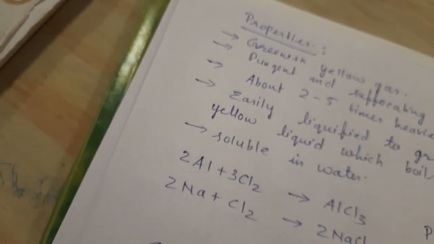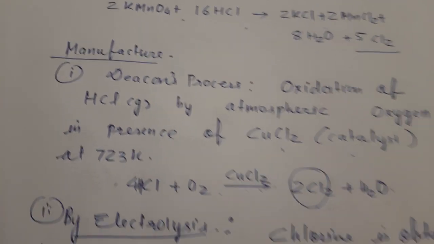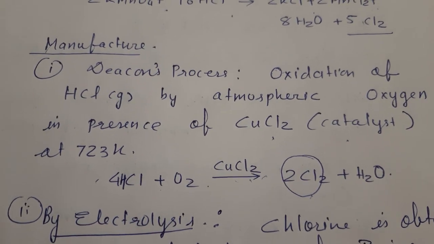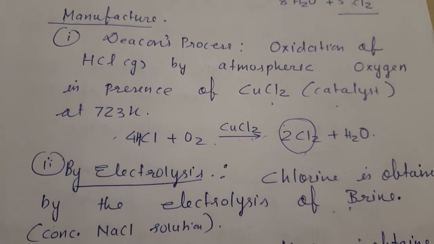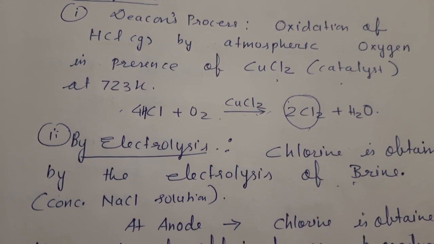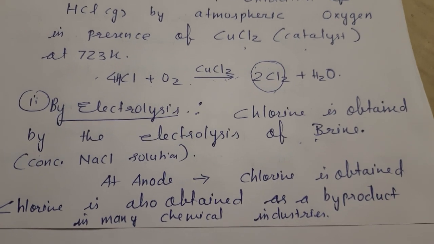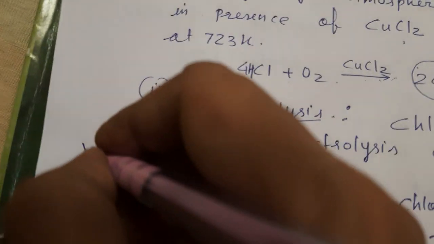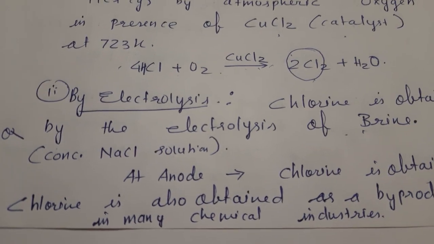Then what are the properties of chlorine? So how the questions will be asked in exam, you just get prepared, beta. Write the Deacon's process of manufacture of chlorine. So we have to write this process. Write which product is obtained on anode if electrolysis of brine is done. Then it can be asked in MCQ. So chlorine is obtained at anode.